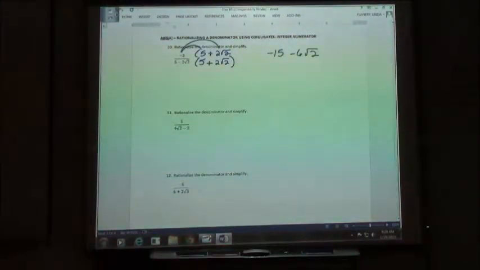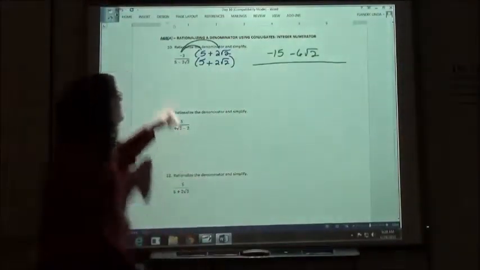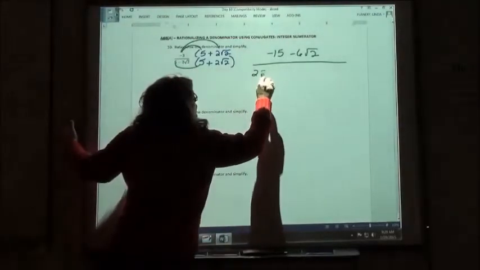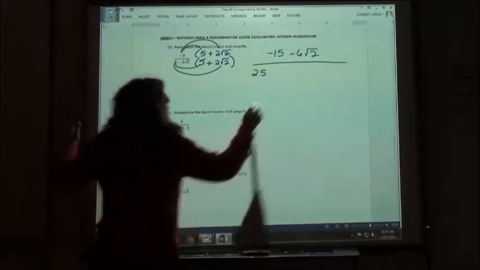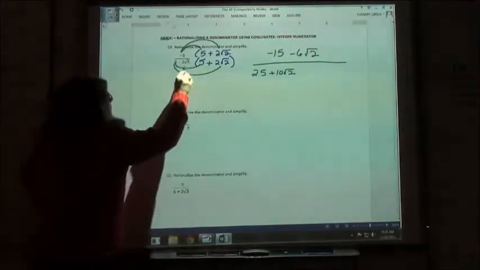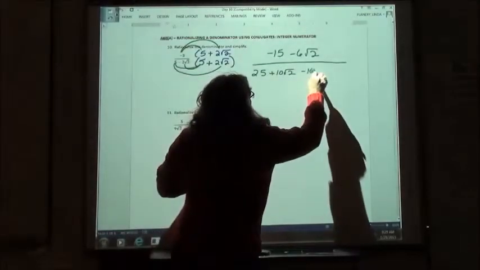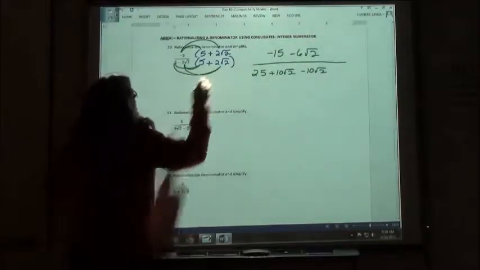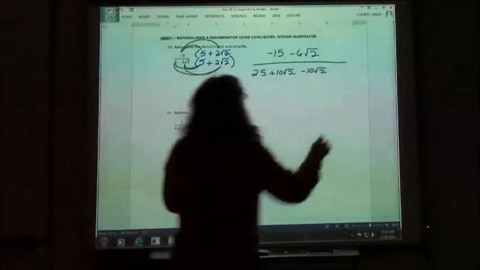Okay? Bottom, that's the one we have to FOIL out. I'm not going to write it out the big long way I did before, but I'm just going to do it here. 5 times 5, we know is 25. 5 times the 2 square root of 2, 10 square root of 2. Inside, negative 2 square root of 2 times 5, minus 10 square root of 2. And then negative 2 square root of 2 times a positive 2 square root of 2 would be negative 4 square root of 4.